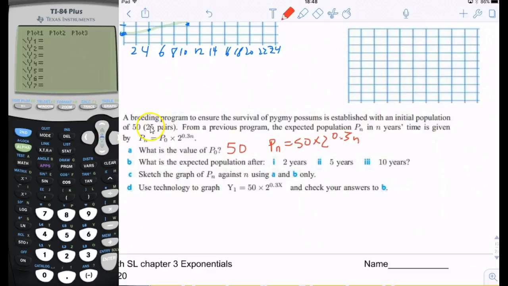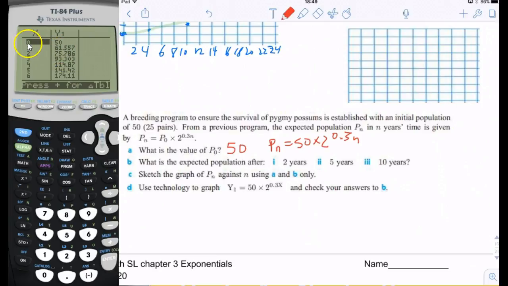So I'm going to put in the calculator, in the y equals screen, the expression 50 times 2 to the 0.3 n power. We don't have n, we just have x, so we're going to put x as the variable. Then I could graph it, or I could look at it in the table format. Since it asks us for specific values, it's better to look at it in the table format. So we're going to do second table. And I have several values here.